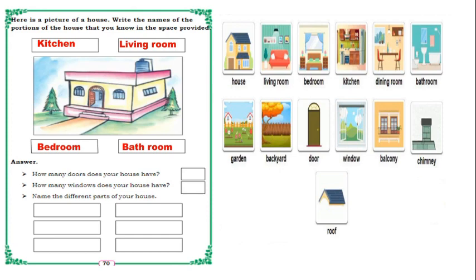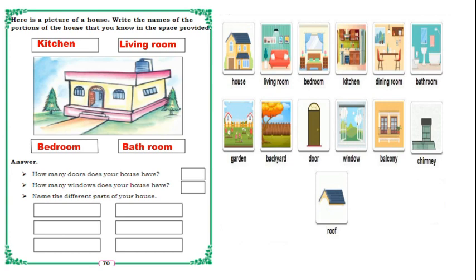Write the names of the portions of the house that you know in the space provided. So you can see the house picture. So usually if you see any house, we can see many rooms and garden, backyard, so many things, isn't it? Like a living room, bedroom, kitchen, dining room. The right side you can see the picture, children. So different types of rooms, it may be garden, backyard, roof, etc., isn't it?